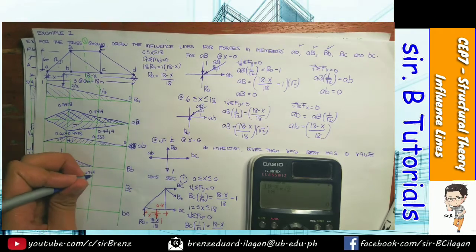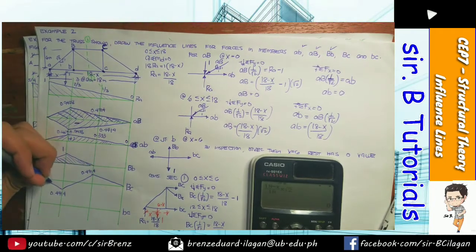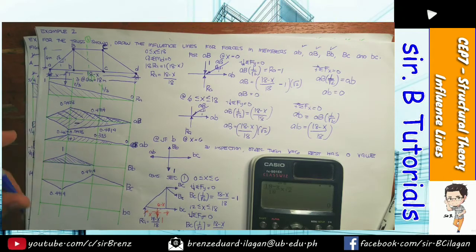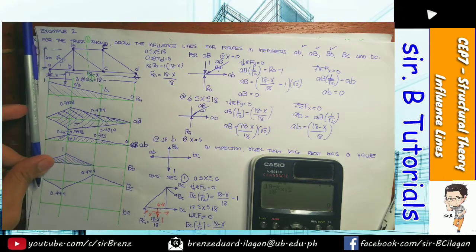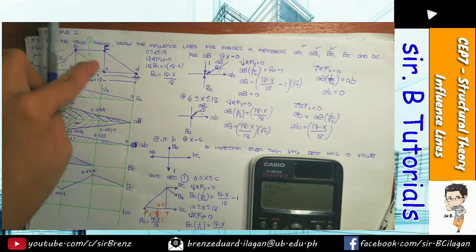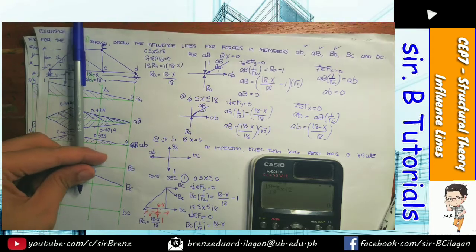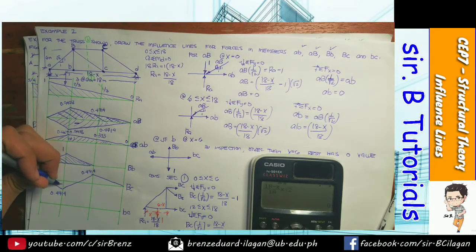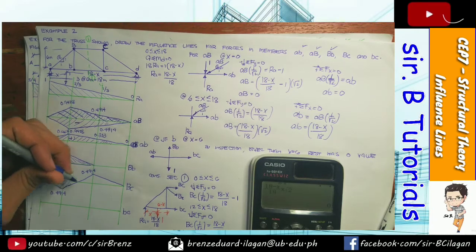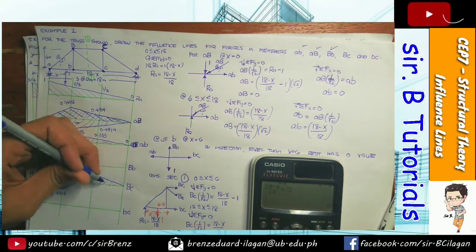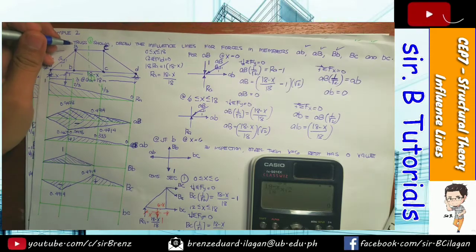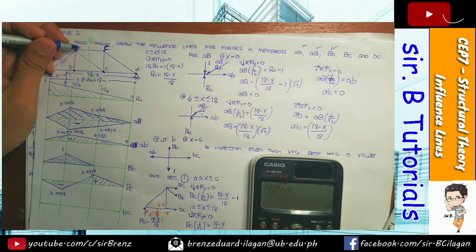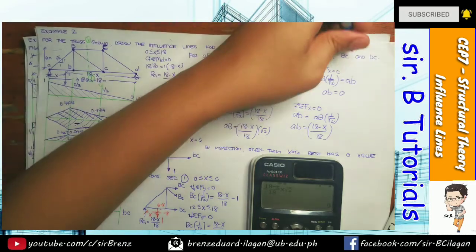Okay, so, magiging 0. So, ibig sabihin, kapag nandito pa lang yung load mo, compression pa yung nararamdaman ni member BC. And then, habang lumalapit siya dito, nagiging tension na siya. Okay. Nasaan ba yung BC? Ito. So, tapos na tayo dito.